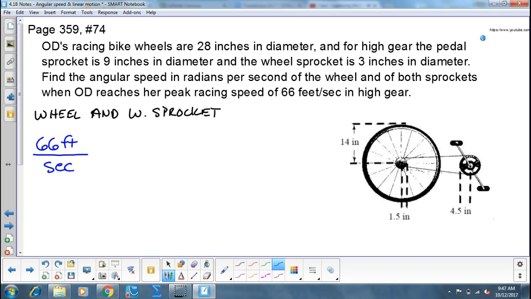We want, in the end, radians per second. Correct? So we've got to take feet, because seconds are already seconds, so we've got to take feet and turn it into radians. Okay? How do you want to do it?